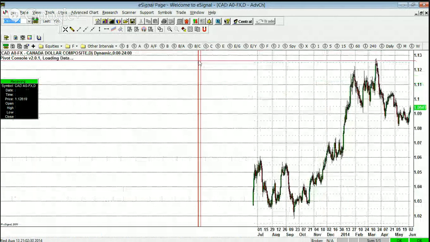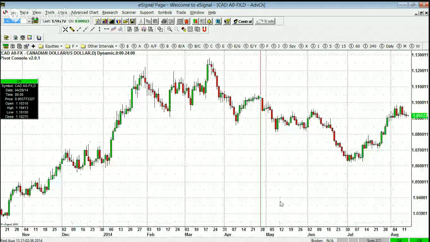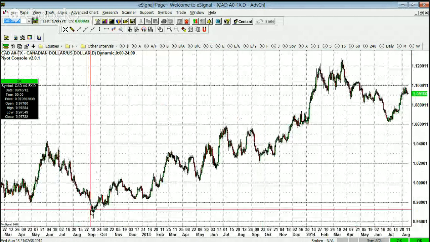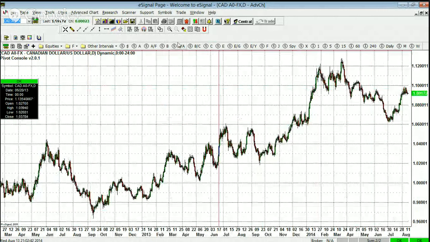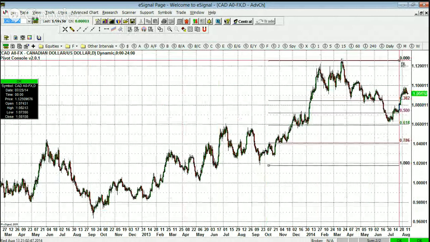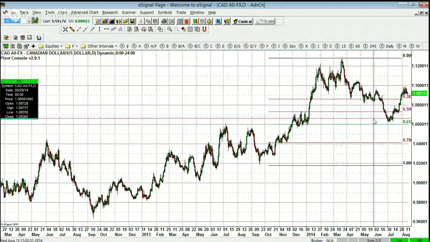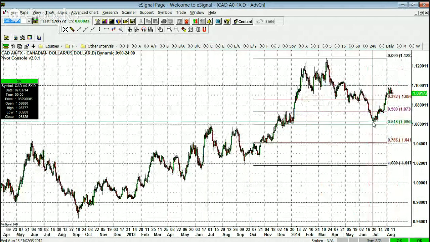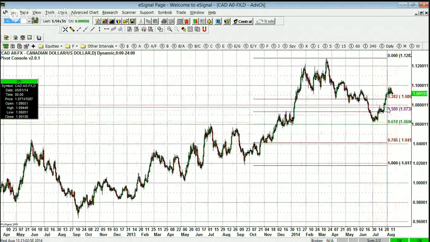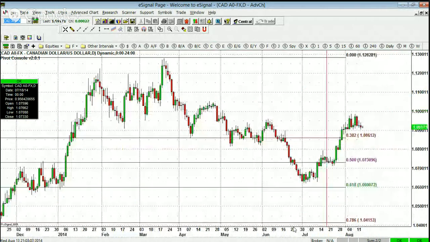Now, a market that is in a nice uptrend, where the signals are a bit clearer, is the Canadian dollar. We can see that the market is in a steady uptrend. The market retraced to just above the 618 Fibonacci retracement level, as you can see, and is now moving upwards. So for the trend traders, this could be a market that you take a look at.